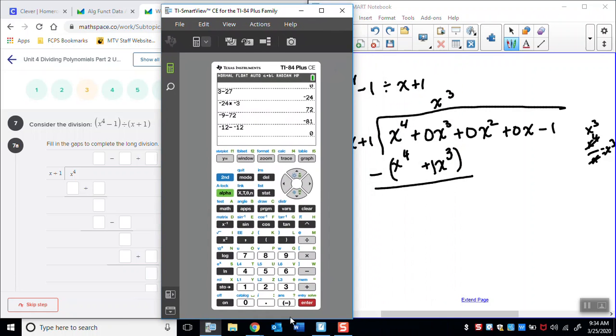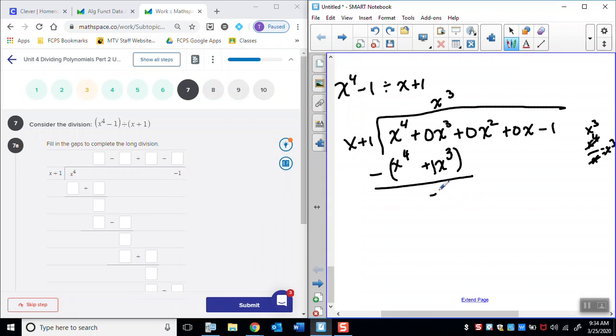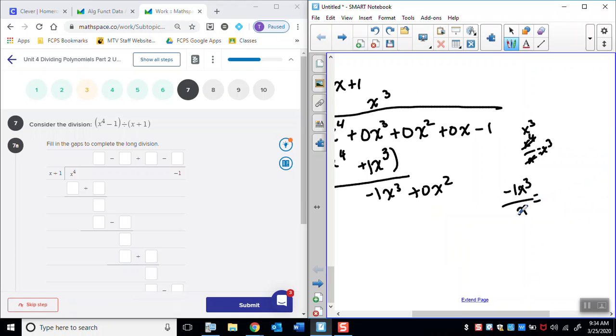So let me show you in the calculator. 0 minus 1 is negative 1x. Okay, so that's what goes down here. Negative 1x, well, x cubed. Bring down the 0x squared. Now you have negative 1x cubed divided by x, and you get what? Take out an x here, take out an x here, you have negative 1x squared. Okay, so that's part of my quotient that goes up there.